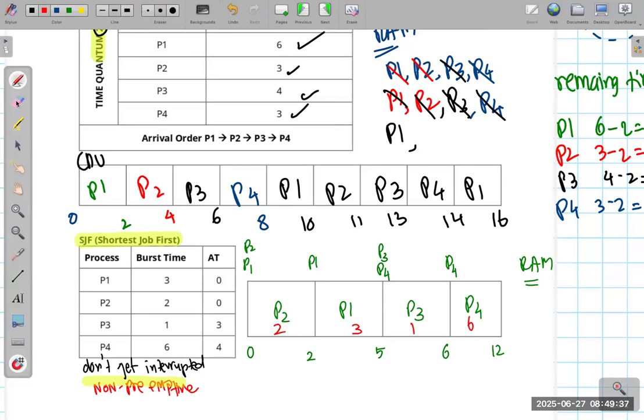This is shortest job first in which style? In non-preemptive style. A note in the non-preemptive. So don't get interrupted. The one which I wanted to do is preemptive.